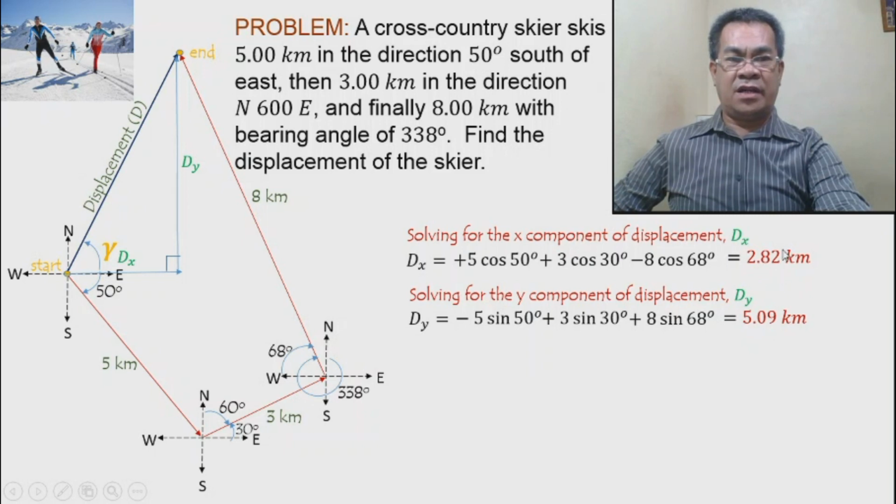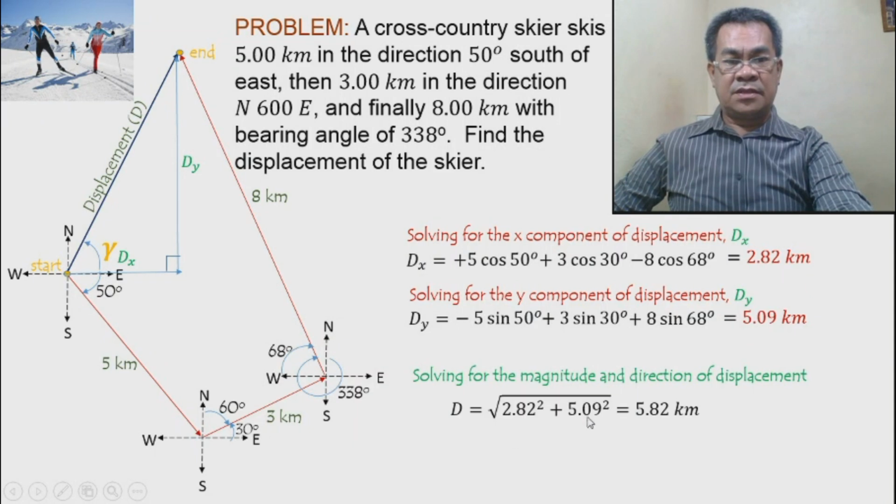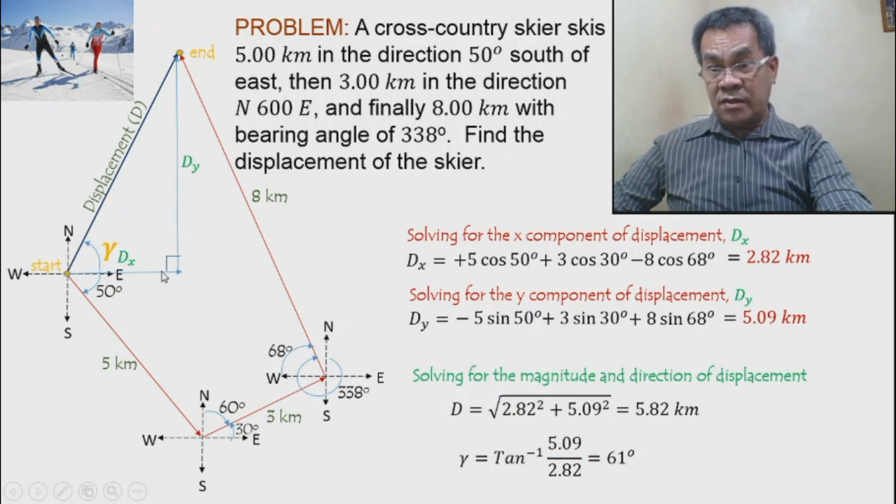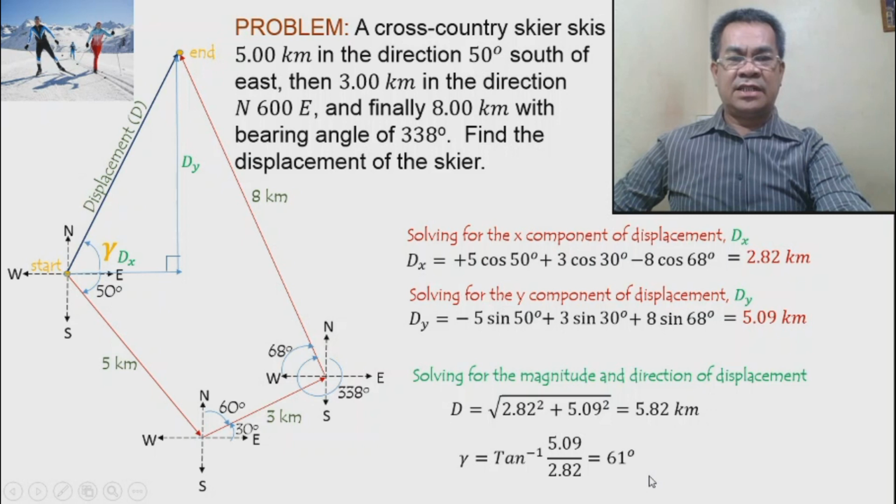We have already the x component and the y component. Then we are now very near to the solution of the problem. D is the resultant or the displacement. Take the square root of the sum of the squares, Pythagorean theorem. So therefore, the answer is 5.82. This is the magnitude of the resultant. The direction is gamma. Use the inverse tangent, inverse tan of dy over dx. And the answer is 62.